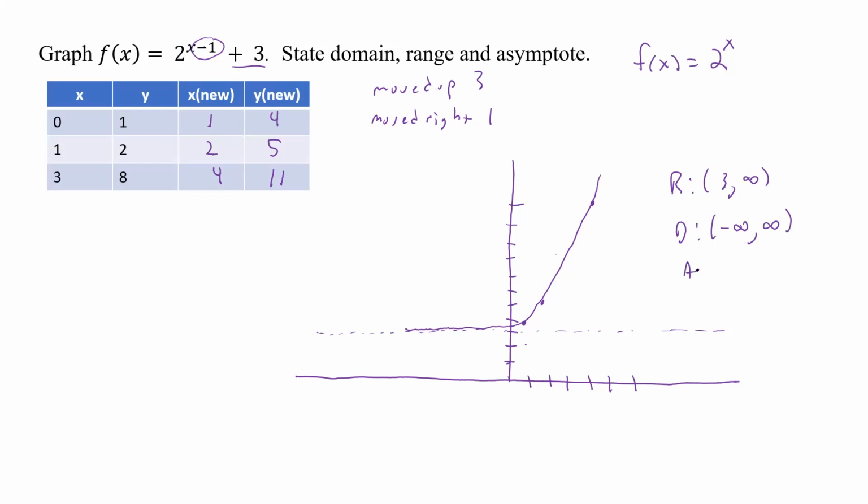And our asymptote, well, that was y equals 3. That's why we put that in there first, because we knew we've moved up 3. And so that was going to be our asymptote. Okay, and so that's how we can look at the vertical and horizontal shifts. We can write out a new table, and then we just plot that new one, and we have what we get for our graph, and then we can write our range, domain, and asymptote from there.